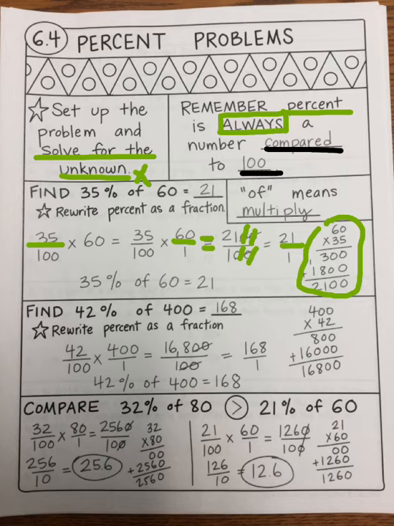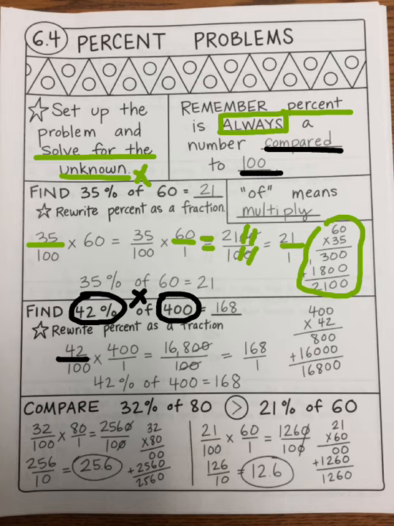Here's another one. It says find 42% of 400. So I'm looking at the important information. I'm looking at 42% and I'm looking at 400. Of means multiply. I know that percent means that it's 42 over 100. So here I've got 42 over 100 and I'm multiplying by 400 over 1 because 400 is my whole number.